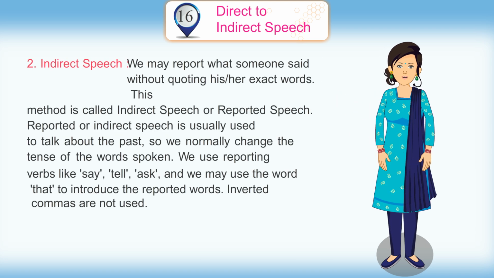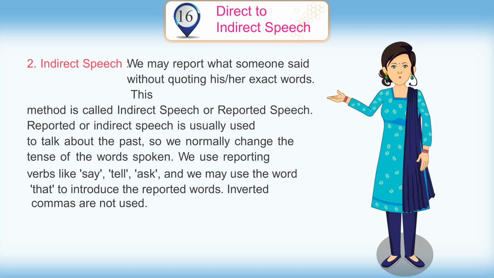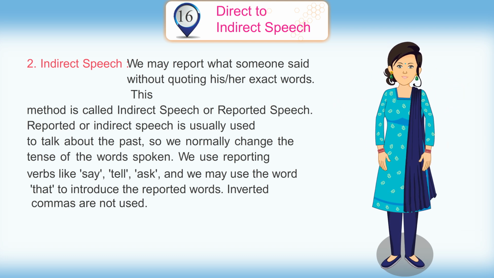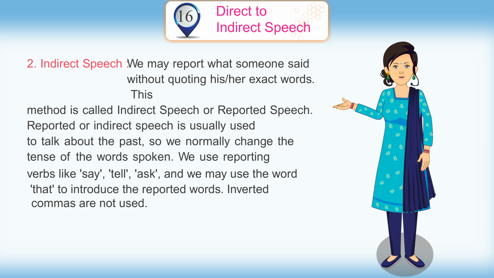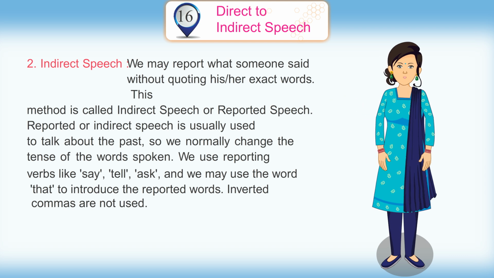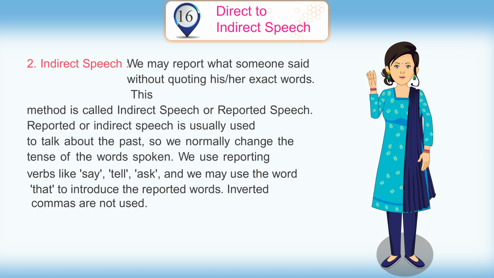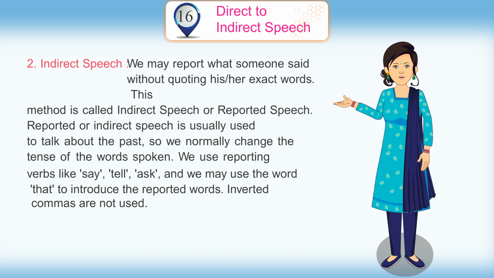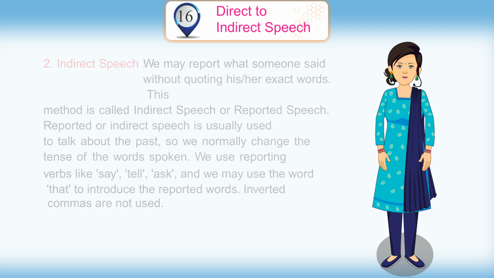Indirect speech. We may report what someone said without quoting his or her exact words. This method is called indirect speech or reported speech. Reported or indirect speech is usually used to talk about the past, so we normally change the tense of the words spoken. We use reporting verbs like say, tell, ask, and we may use the word that to introduce the reported words. Inverted commas are not used.